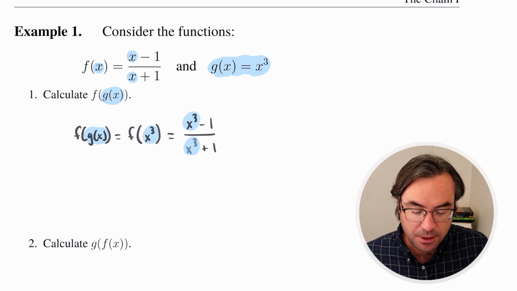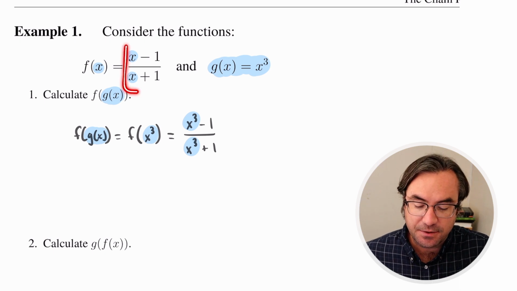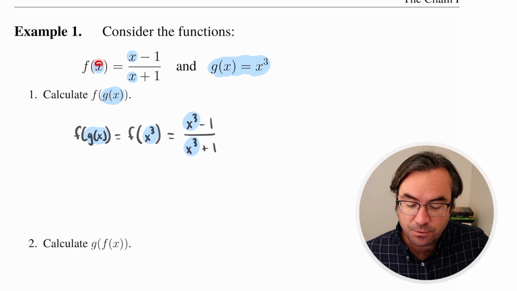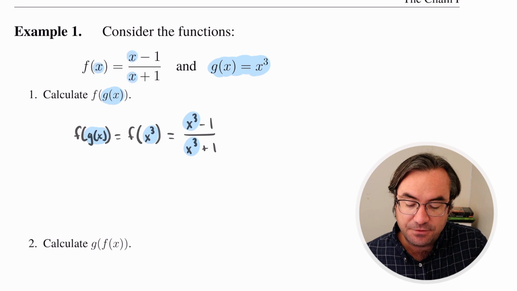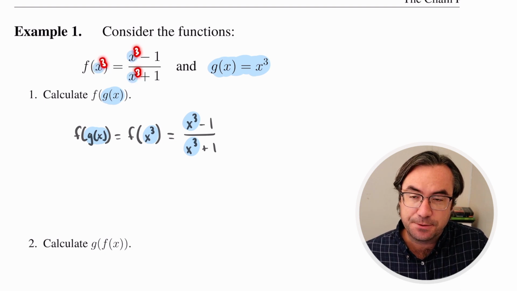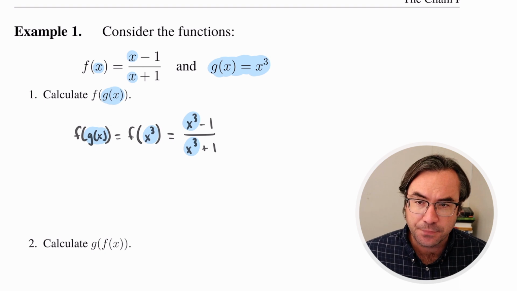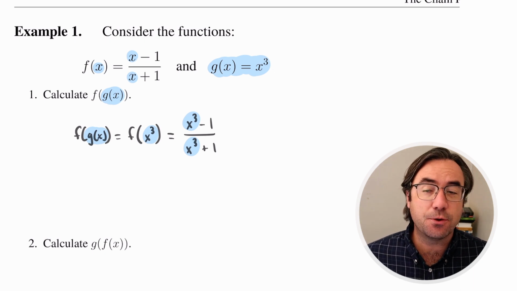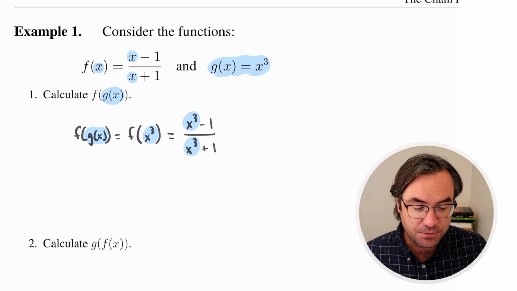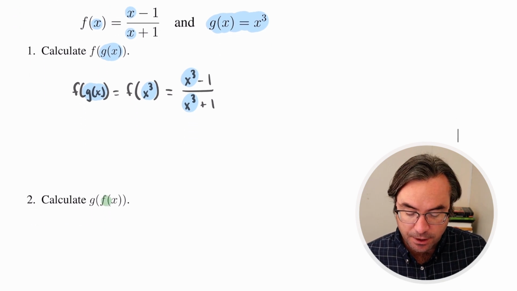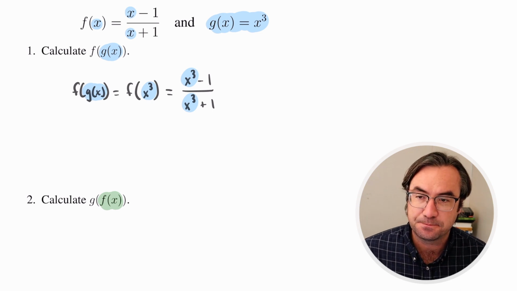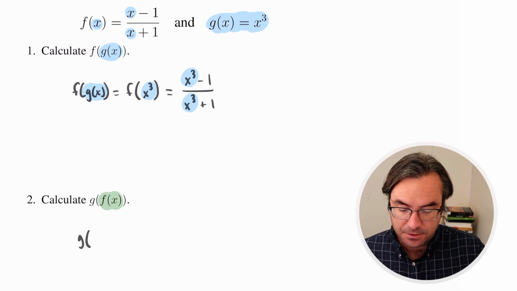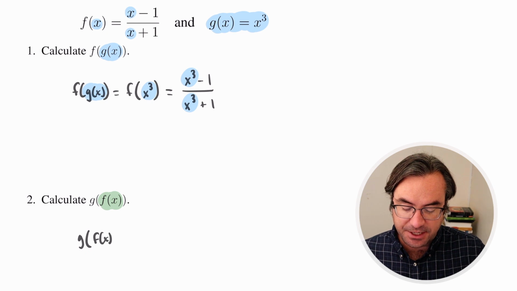All we've done is plug x cubed into the skeleton of f of x. Wherever I see an x in my formula, I've changed it, in this case, to x cubed. Okay, so this is f composed with g of x. Now let's change the order around. In the next one, we're going to make f of x the inner function. So let's start with g of f of x here.